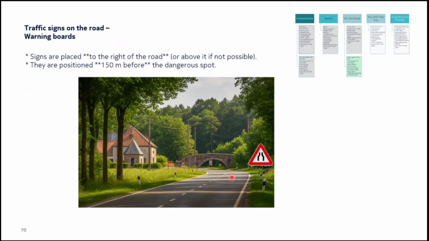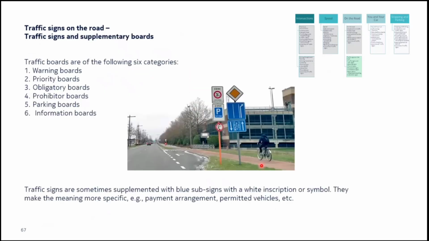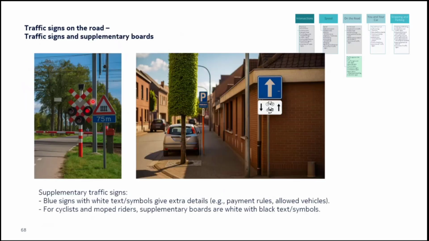It gives him time to react to the situation. That's why it's placed at 150 meters before the danger spot. This is a general rule, but it's not always true. For example, let's say, just like in the previous example, here, even though it's a warning board, it is placed at 75 meters. So in this case, it's not 150 meters, it's 75 meters. All right. So that's why, if it is not 150 meters, they put this additional plate to indicate that it's 100 meters or 75 meters. Okay.